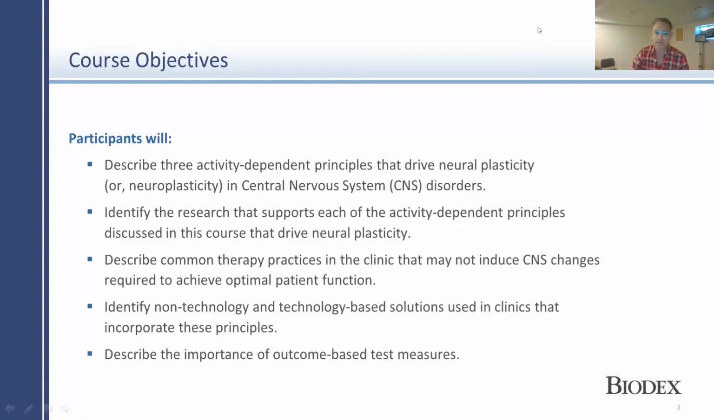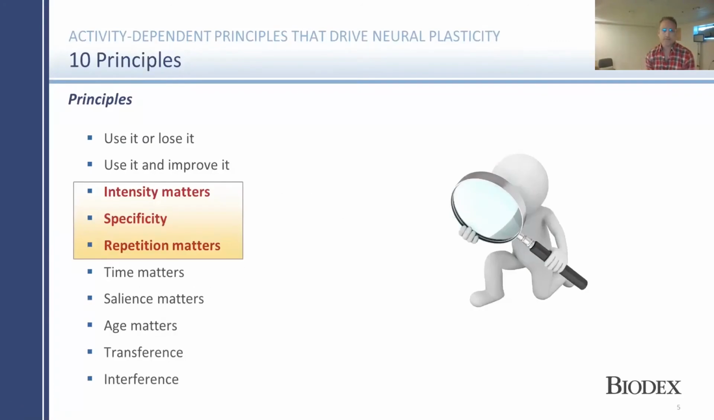We're going to veer off and talk about some of the common therapy practices that we all might do in the clinic that might not necessarily induce those central nervous system changes. I know that I'm guilty of it, so that's something I can talk about, because it's something I've done in the past and continue to do at times. It's challenging. There are a lot of challenges as to why it's hard to carry over some of these important principles and concepts. We'll just touch upon some of the non-technology and technology-based solutions that can help carry over those principles. And then, why are outcome-based tests important? Well, because we need to be able to track those changes. Let's talk about those 10 principles.